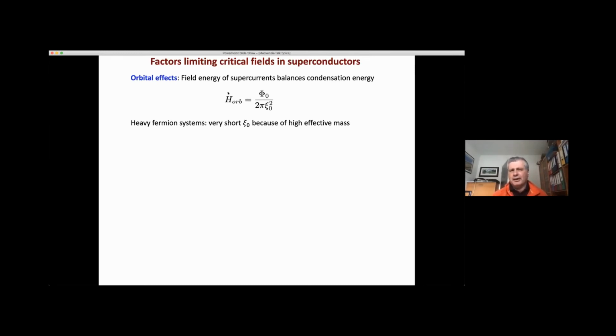formula there, relating what's called this orbital upper critical field to the flux quantum divided by the coherence length squared. And in almost all known superconductors, that is what determines HC2, because the coherence length is big, so the critical field is small. But heavy fermions are special because the high effective mass gives them an extremely short coherence length, so the orbital limit can be very high indeed. And in many heavy fermion systems, it's known that it is not the thing which limits the upper critical field.